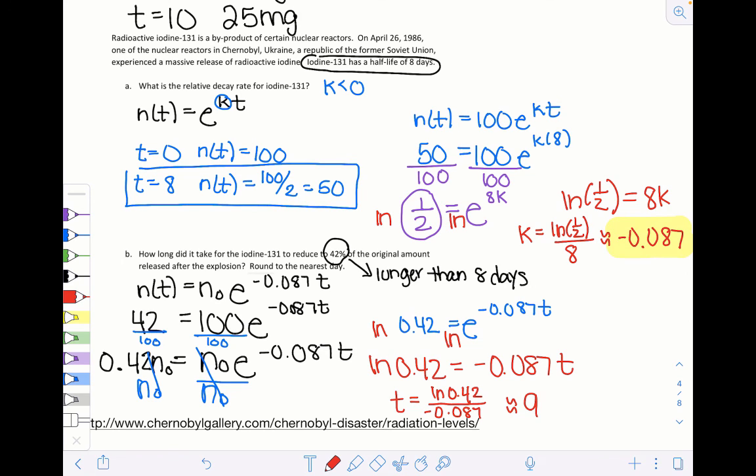So when I plug it in, I get about 9.97. And here it said to round to the nearest day, so I would round that up to 10 days.